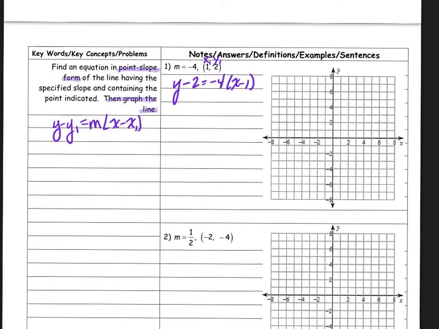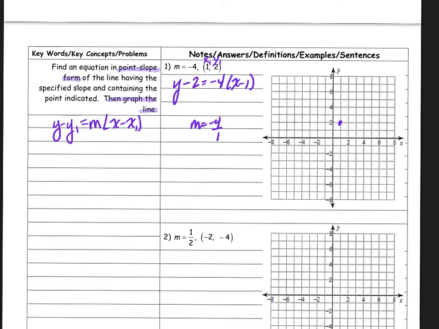Now I'm going to graph it. So I'm going to start with my point. And my point is negative 1, 2. So I'm going to start there. And then I have my slope. And my slope is negative 4 over 1, because how do you turn a whole number into a fraction? You put a 1 underneath it, right?